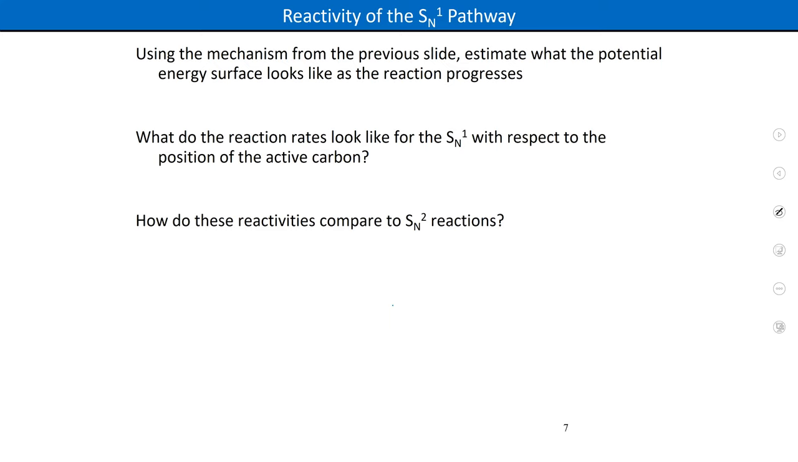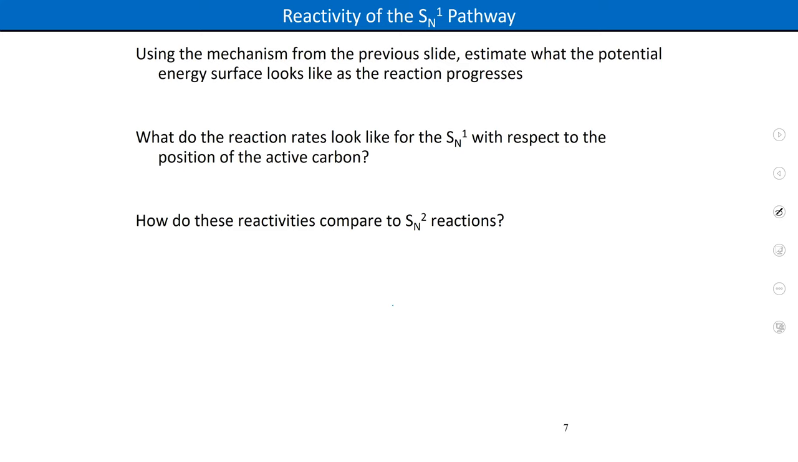All right, so if we look at that mechanism, what can we say about the potential energies if we were just qualitatively putting something up there without trying to make it to scale or anything like that? The step where the leaving group leaves would be the lowest activation energy. Sorry, the highest activation energy, so that would be the hardest step, the slowest step.